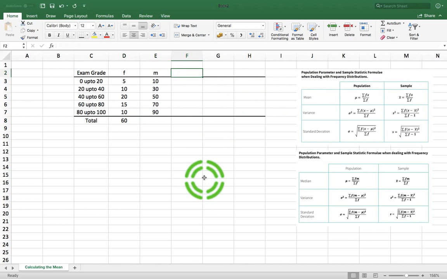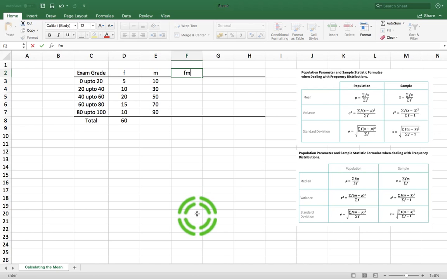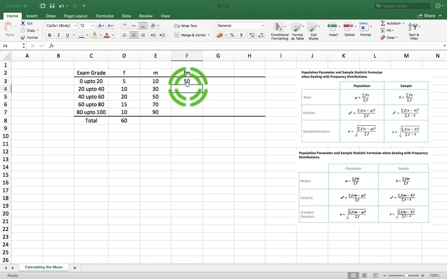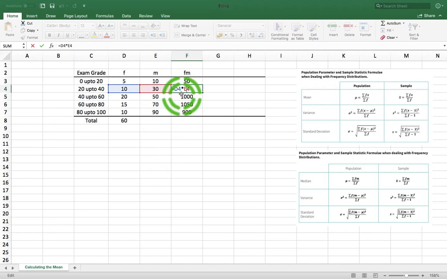So what we should do is create a new column called fm to represent the product of the f values times their midpoints. This is going to be equal to this f value, star meaning multiply, by this m value. So fm is equal to D3, which is 5, multiplied by E3, which is 10, which gives us a value of 50. Within Excel, we just double click on this, which applies the same formula all the way down the column. For example, if I double click on the 300, you can see it was this cell times this cell. If I double click on the 1000, you can see it was this cell times this cell.